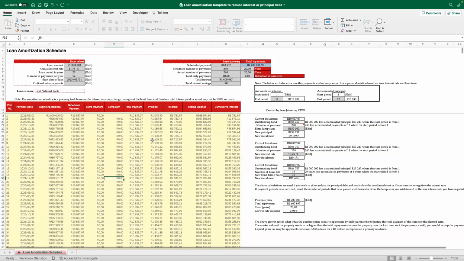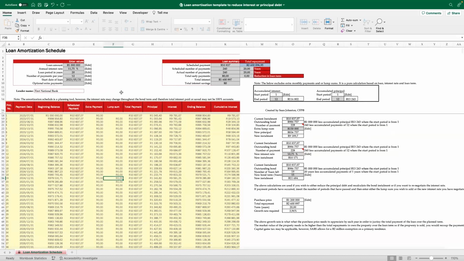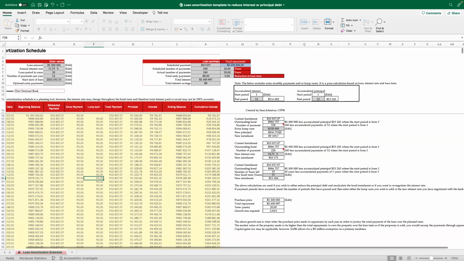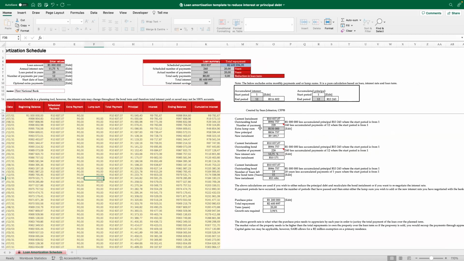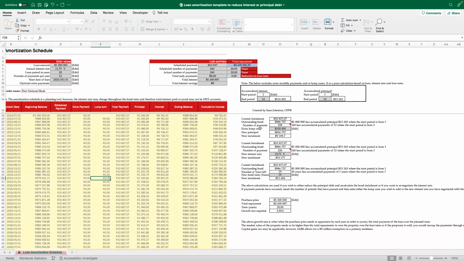What this template can also do, let's say this person wants to reduce the principal debt so it brings down the installment. That's where you can use this calculator. So this calculator is now applicable if you want to reduce your principal portion, which is the R1,000,000, by putting extra lump sum payments into your property.